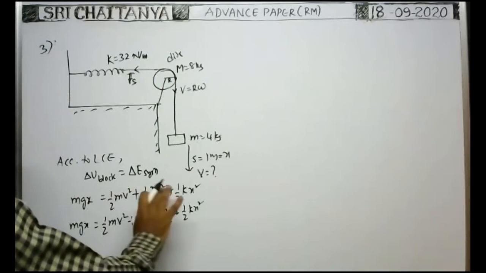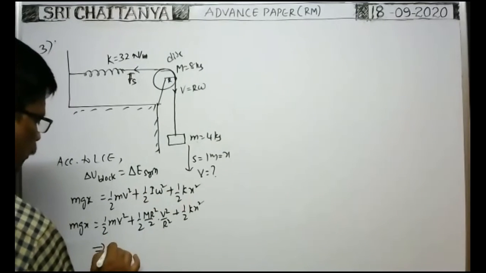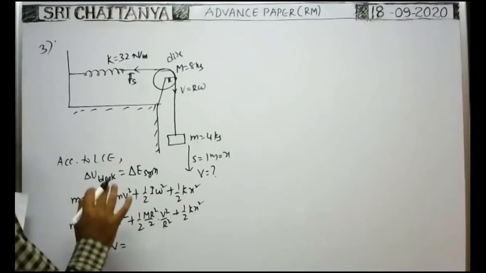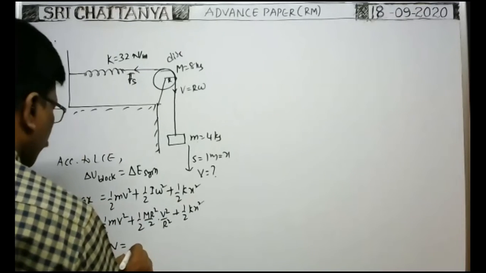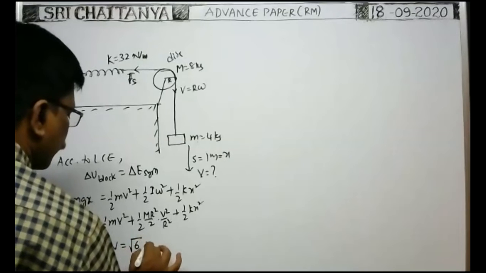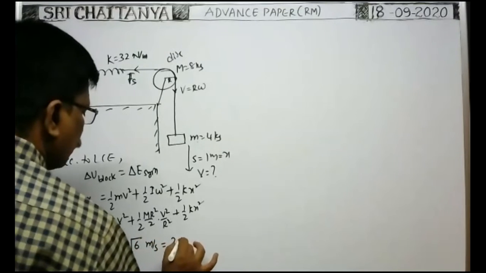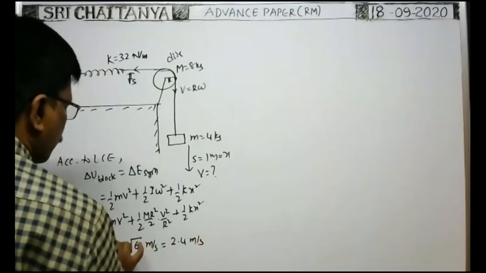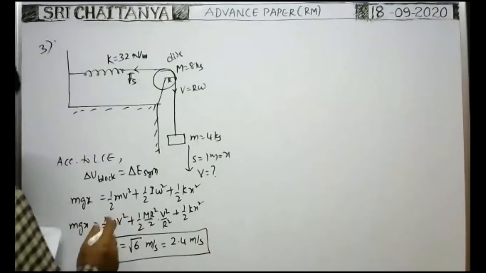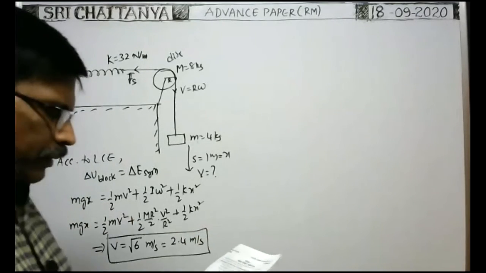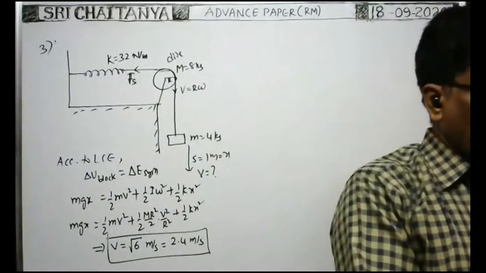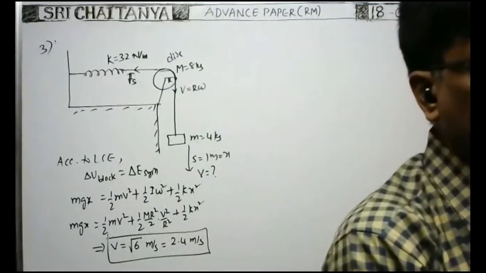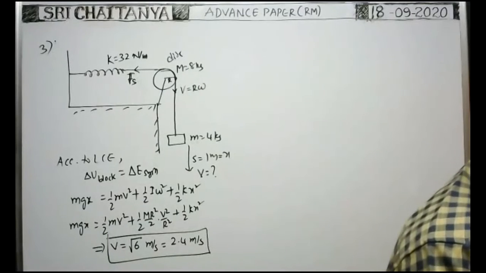So everything is given. From this, if you substitute all the data and find v, then you will get 2.4 meter per second. Of course, you will get root 6 meter per second, but the answer given is 2.4 meter per second approximately. So this is the answer. 2.4 meter per second is the answer. Okay. Next.